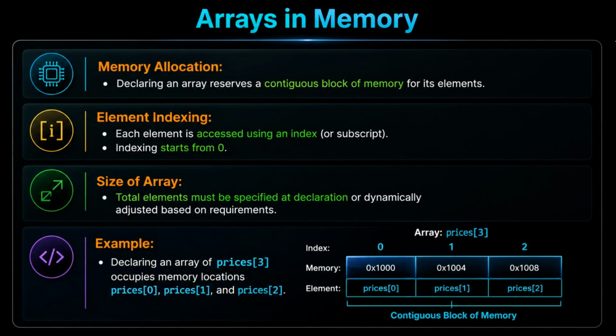Declaring an array reserves a contiguous block of memory for its elements. Each element is accessed by an index or subscript, and indexing always starts at 0. The array's total size gets specified at declaration, or adjusted dynamically depending on the language. Declaring an array called prices with size 3 reserves exactly 3 memory locations: prices[0], prices[1], and prices[2].